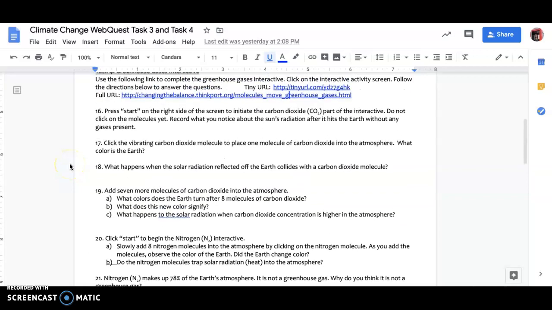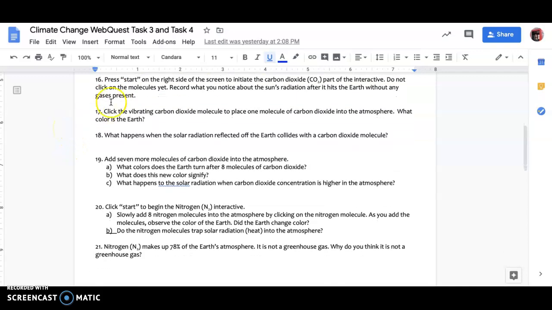I already opened the website in another tab, and I'm going to start by going through 16. So press start on the right side of the screen to initiate the carbon dioxide part of the interactive. Do not click on the molecules yet. Record what you notice about the sun's radiation after it hits Earth without any gases present.